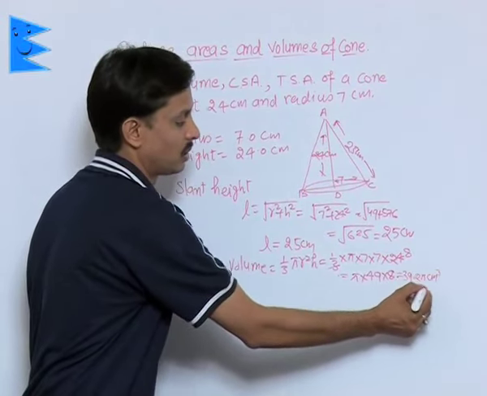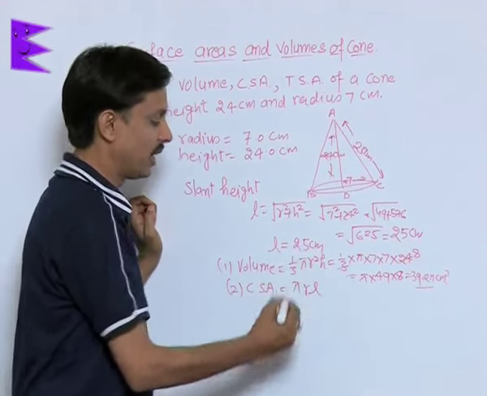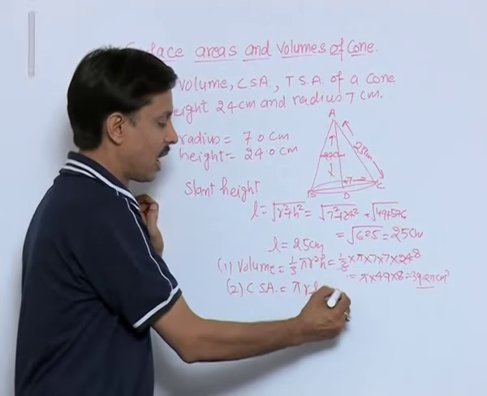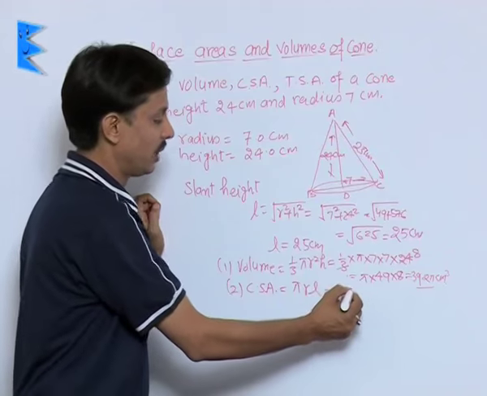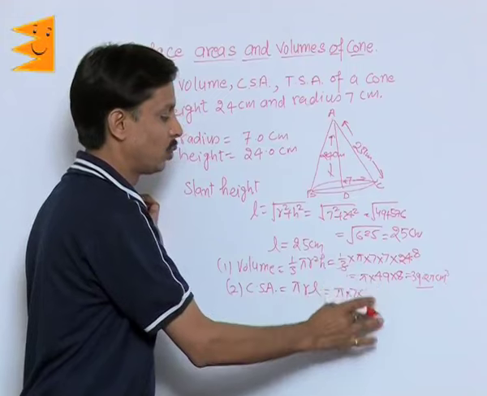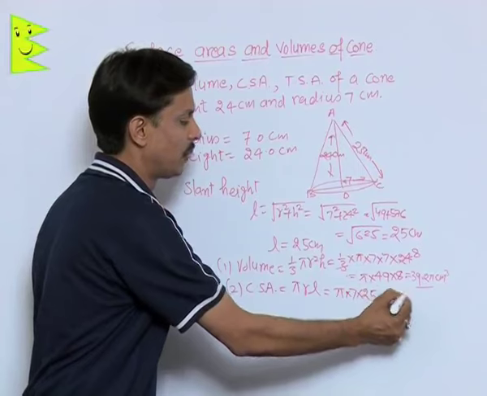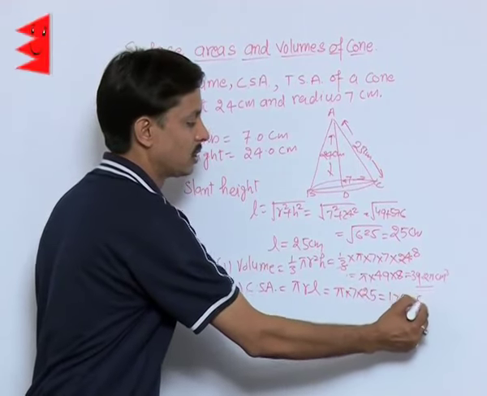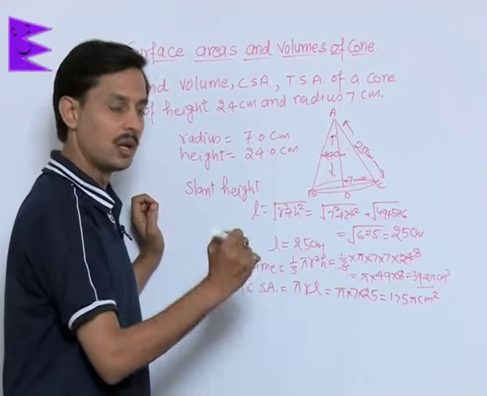Now I will tell you the second thing, that is the CSA, curved surface area. Formula of the curved surface area is pi into r into L. I am giving the answer of the CSA in terms of pi into r, radius is 7, into L, that is what? L is 25. So this becomes 175 pi centimeter square is the curved surface area of this cone.